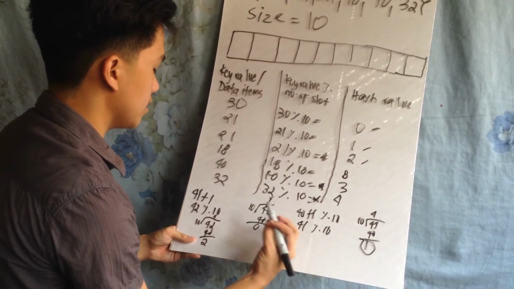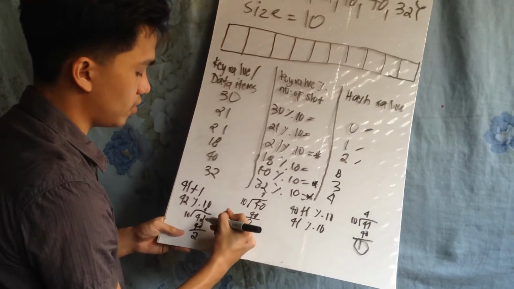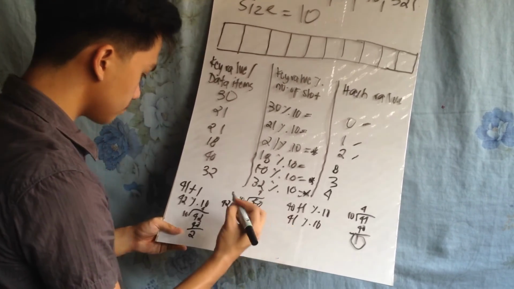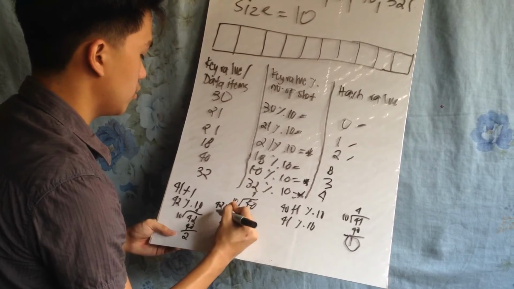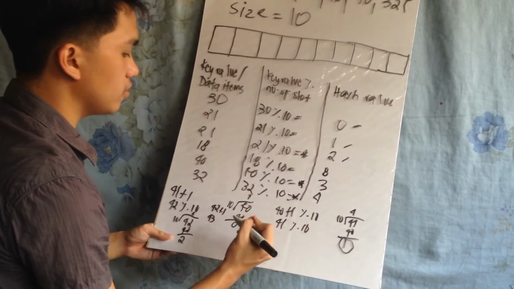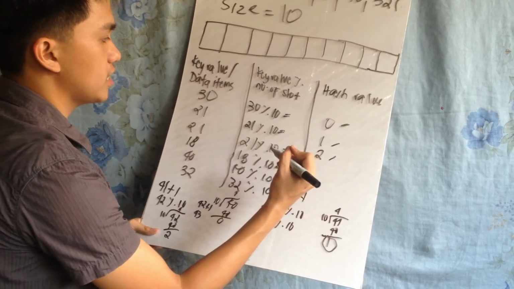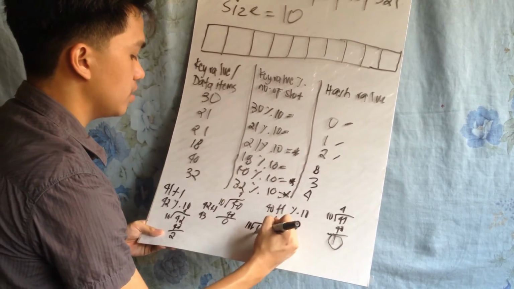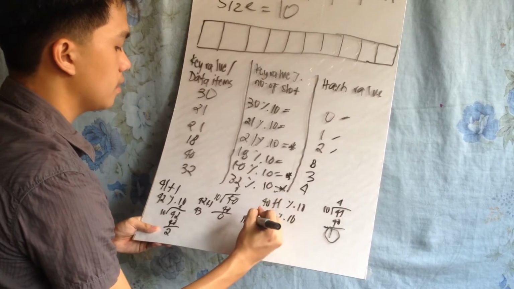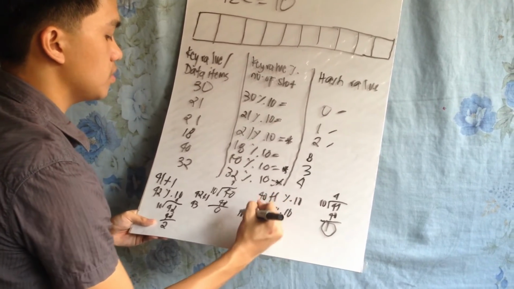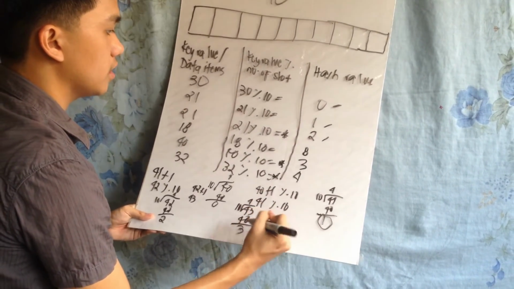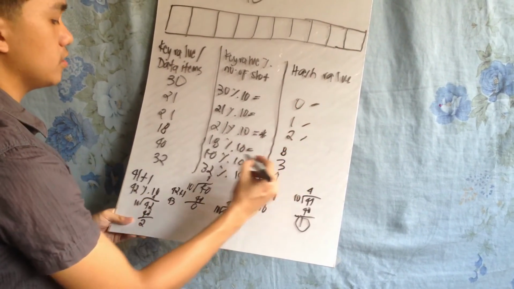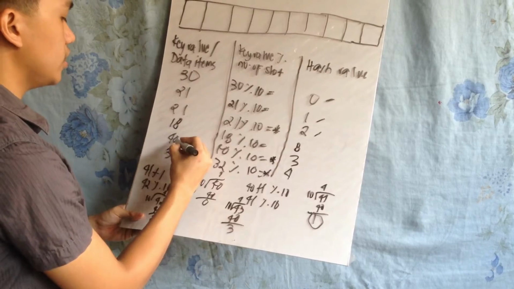We'll add 1 to the current value, 42. So, 42 plus 1 is 43. We'll divide it again by the table size, 10. So, 43 divided by 10 is 4. 10 times 4 is 40. So, 3. We don't have a duplicate with hash value 3. So, the hash value of our 40 is 3.